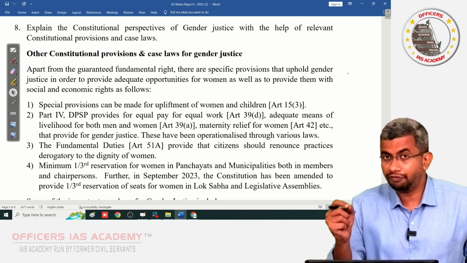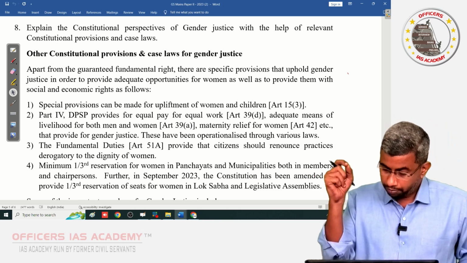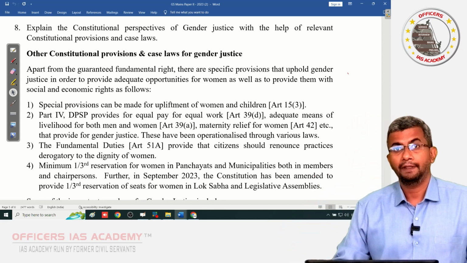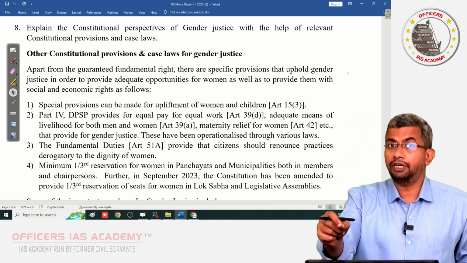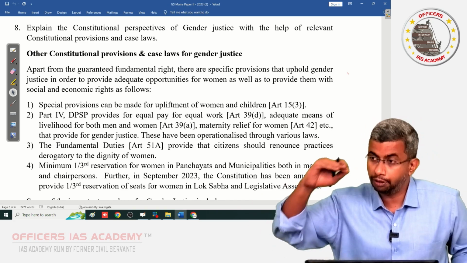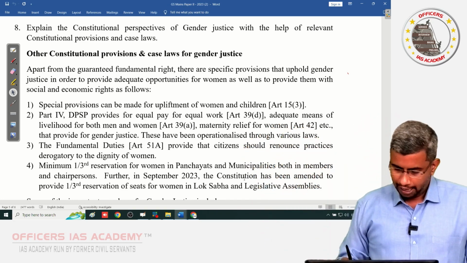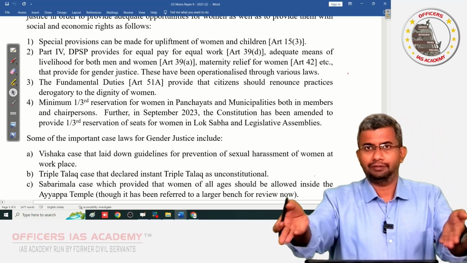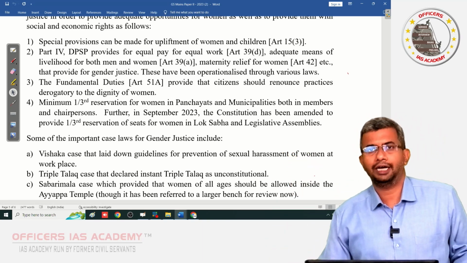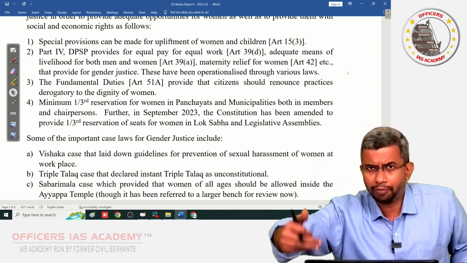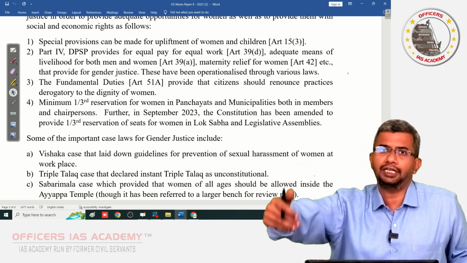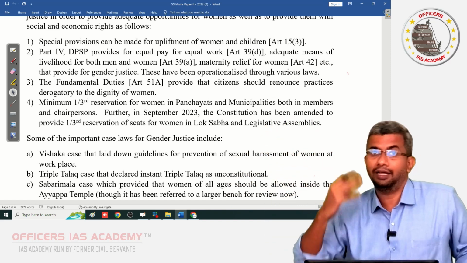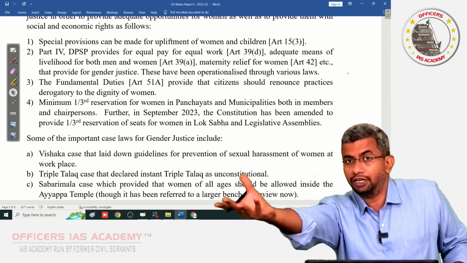Article 51A, one of the fundamental duties, says that citizens should renounce practices which are derogatory to the dignity of women. There is reservation of minimum 33% in panchayats and municipalities, both in members and in chairpersons. And now, I have written, further in September 2023, the Constitution is amended to provide one-third reservation of seats in Lok Sabha and assemblies. But you could have written that it is proposed or it is being discussed that the Constitution may be amended to provide one-third reservation even in assemblies and Lok Sabha. And these are the constitutional provisions for gender justice.